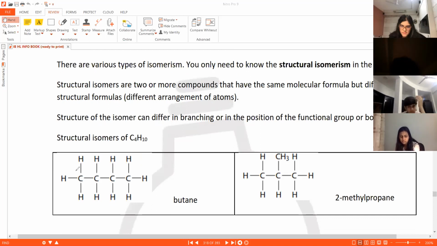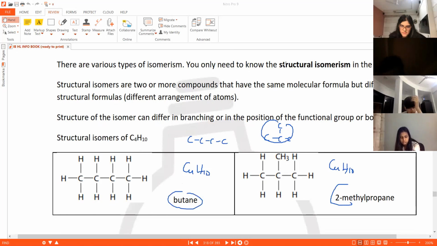For example, this one's formula is C4H10. This one's formula is also C4H10. But you can see the structure is different. Here, the 4 carbons are in a straight chain. And here, 3 carbons are in the straight chain and 1 is a branch. So this is 2-methylpropane, and this is butane.